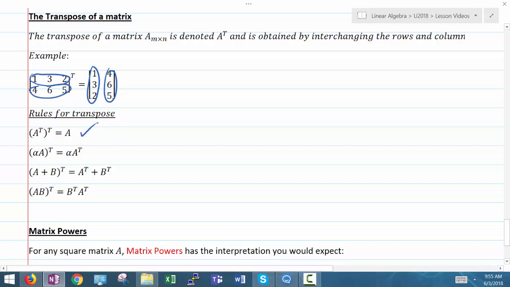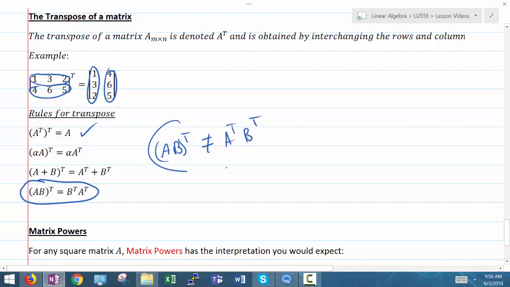Here are some rules. The transpose of the transpose gets you back to the original matrix, as you would hope. If you have a scalar alpha times A, you can slide the alpha out front, perform the transpose, and then scale. The transpose of A plus B is A transpose plus B transpose. And here's the one that's odd: the transpose of AB is not A transpose B transpose, it is B transpose A transpose. Now there are cases where the other is so, but in general that is not always true.